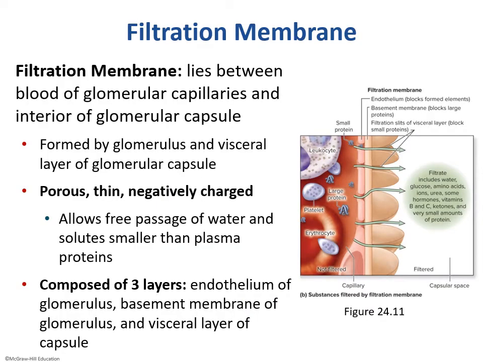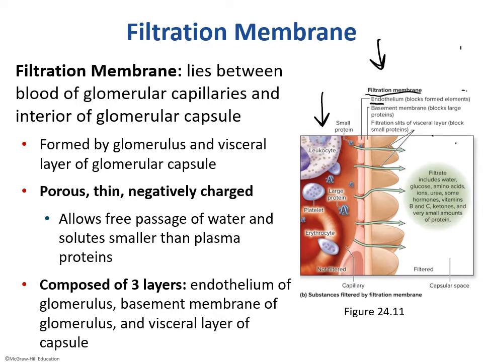So how are we actually creating this filtrate and having filtration occur? We have something very special in our renal corpuscle called the filtration membrane. This is between the glomerular capillaries and the interior of the glomerular capsule. Looking at this image over here, it shows us the filtration membrane. What we see over here is everything that's contained in the blood of a glomerular capillary.